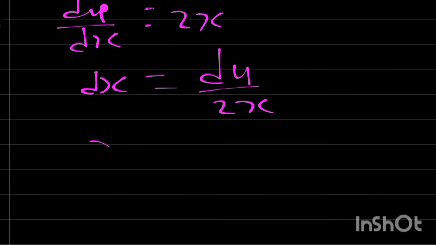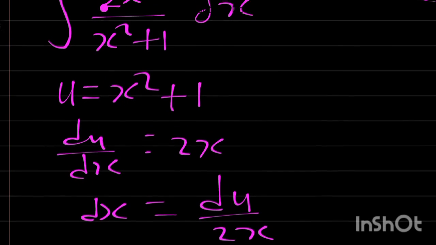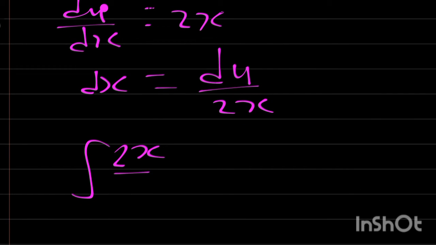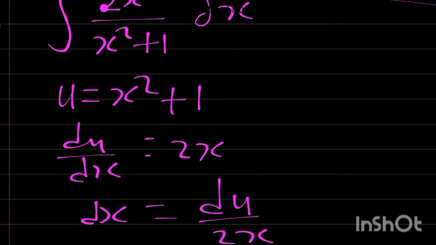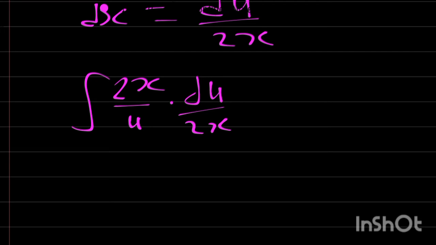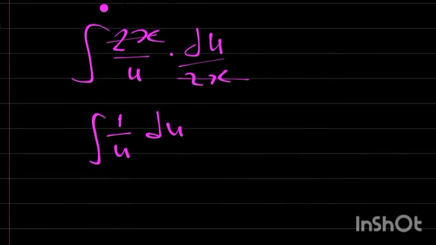Therefore, I'm going to substitute in this expression. What am I integrating? 2x over u. So I have 2x over my u. Then dx is du over 2x. Don't forget my u is actually x squared plus 1. That is my u. Okay, therefore 2x will cancel 2x. And then I'm going to have integration of 1 over u du.